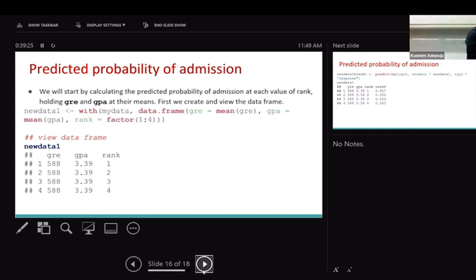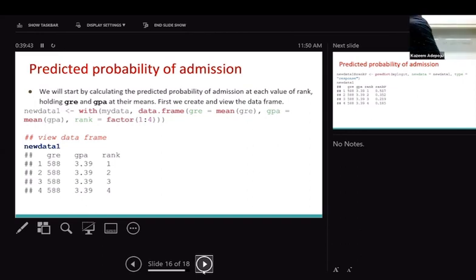We will start by calculating the predicted probability of admission at each value of rank, holding GRE and GPA at their means. First, we create and view the data frame, the new data equal to that.